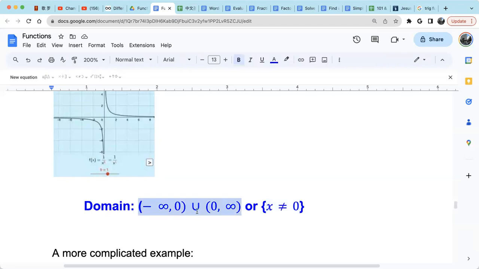So writing in interval notation, we read it like this. It goes from negative infinity to 0, then union 0 to infinity. You see here, not including 0, and this one not including 0. So 0 is omitted from this notation.